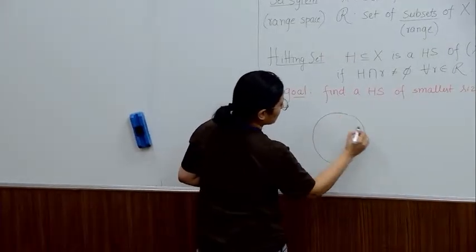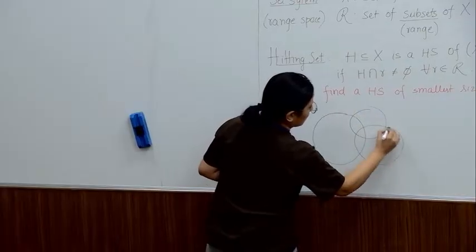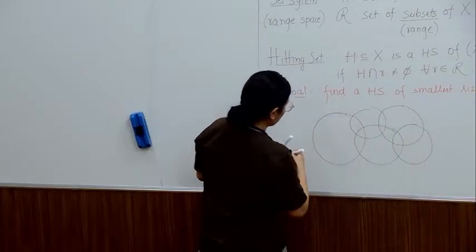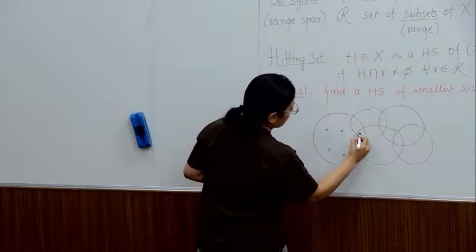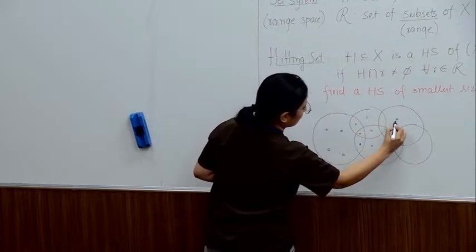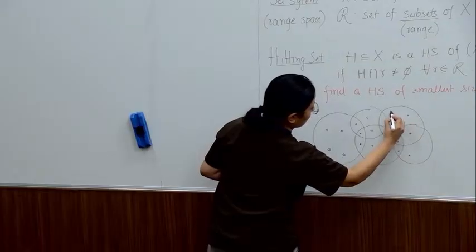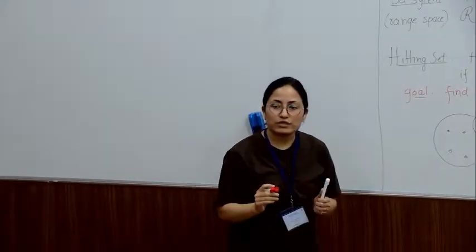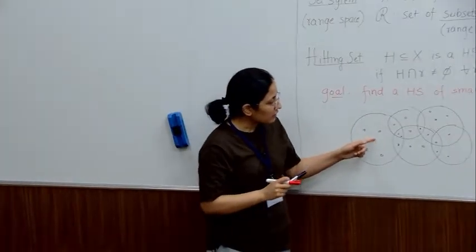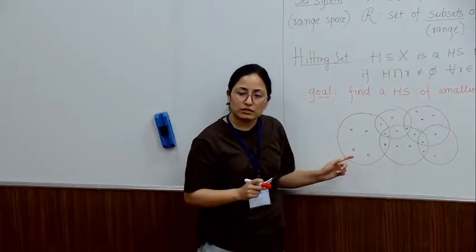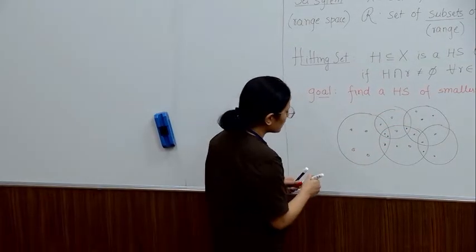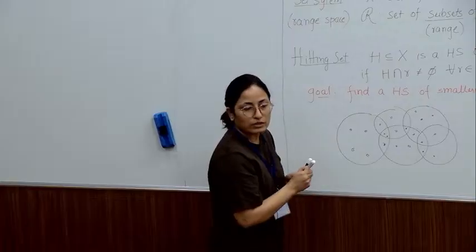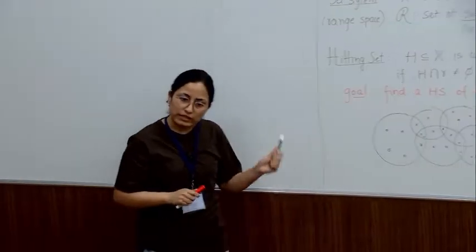Say I have disks and a bunch of points. The goal is to select a set of points which intersects every range in the range space. Right? So for instance, there are 5 ranges, I can pick 5 points, but I want a subset of smallest size which will hit every range.